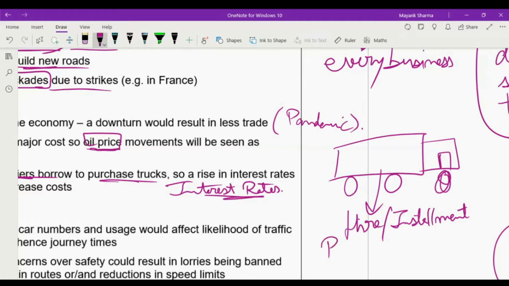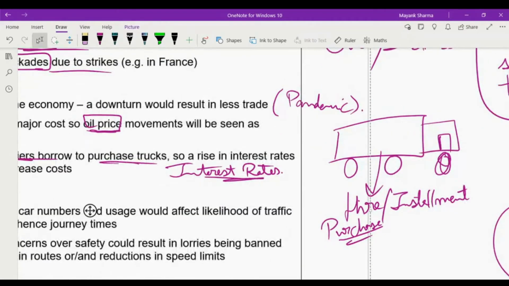You purchase it on hire, which is known as hire purchase. Hire purchase is a system where you make payments in installments. It is similar to the installment system. So most of the trucks are purchased on the hire purchase system, because you do not have to invest a huge amount of money now. You can pay it in installments and you can enjoy the truck.